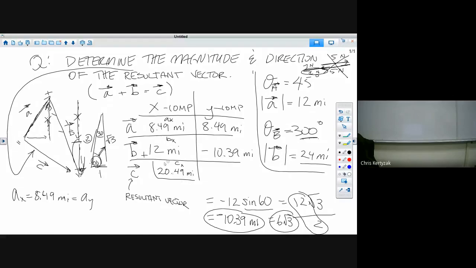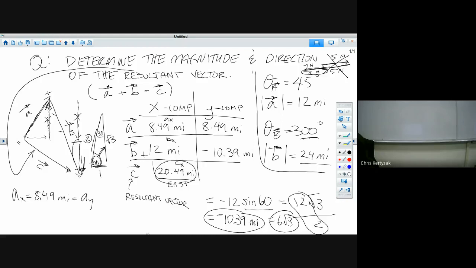So this is cx. That's the x component of the resultant vector. It's really east. So if you were having to tell a helicopter this, you'd say his final position is 20.49 miles to the east of his car where he started, which was the beginning of vector A.